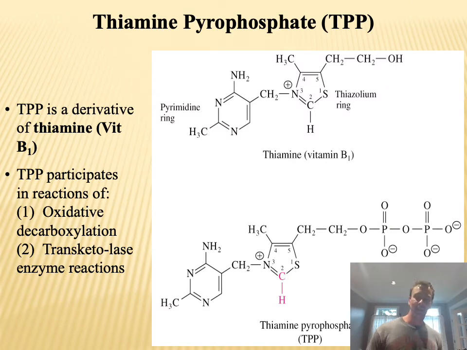An example of a coenzyme is TPP, thiamine pyrophosphate. The structure shown here. And throughout my lectures, I'll show a lot of structures. There's not going to be structures that need to be drawn on the tests, but this just gives you a flavor of what some of these look like. But TPP is a derivative of vitamin B1. It participates in reactions of oxidative decarboxylation and transketolase enzyme reactions. It's just an example of a coenzyme.